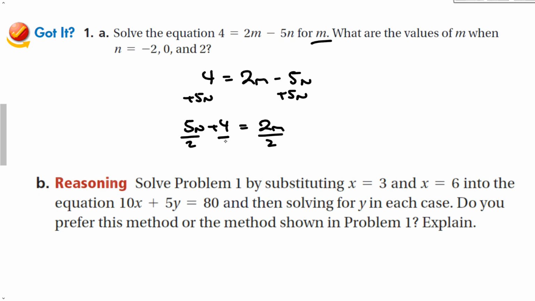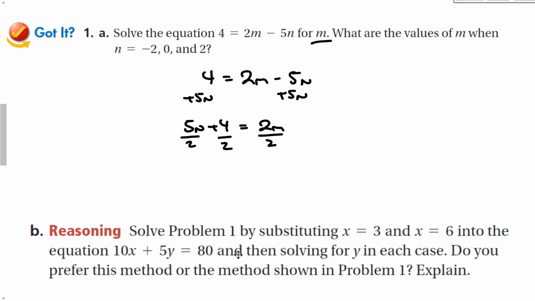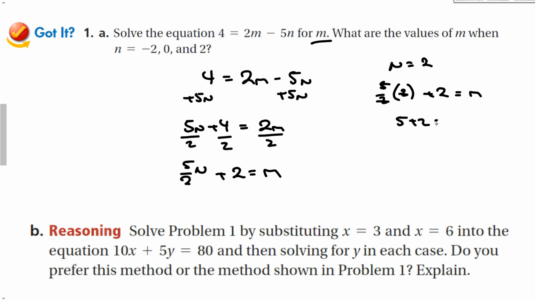Divide out the 2 from everything. I need a little more room here. Okay, so now we have 5 over 2 n plus 2 is equal to m. So what are the values of m when n is equal to -2, 0, and 2? Well, let's do n is equal to 2. So that's 5 over 2 times 2 plus 2 is equal to m. The 2's cancel because one's on the top and one's on the bottom, and we have 5 plus 2 is equal to m.